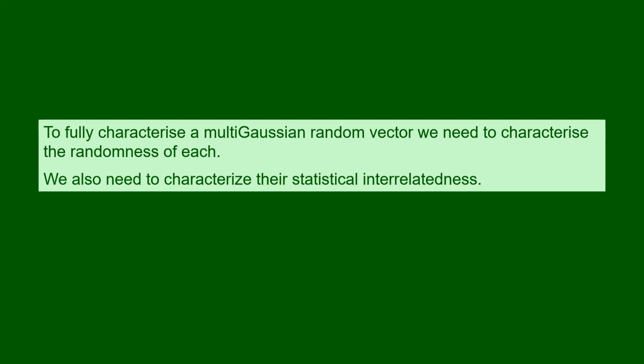So, what are the repercussions of this? Well, an immediate repercussion is that if I'm going to characterize a multi-Gaussian random vector, or any random vector that's got more than one dimension, and a vector does have more than one dimension, that's the definition of a vector, then I need not just to characterize the variability of its elements, I need to say something about the statistical interrelatedness of its elements. That is, the ability for knowledge of one to tell me something about the other.